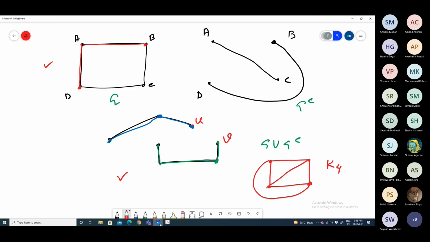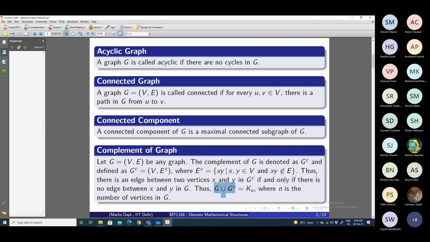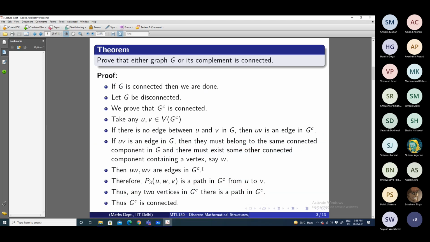Okay, so this is a complement of a graph. Now there is a theorem. It says that either G or G complement is connected. So if you have a graph G, then either G is connected or its complement is connected.